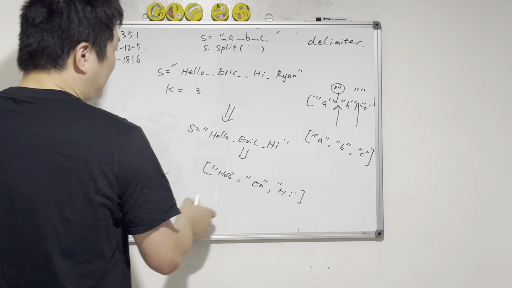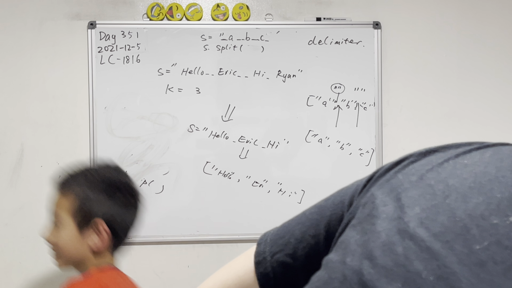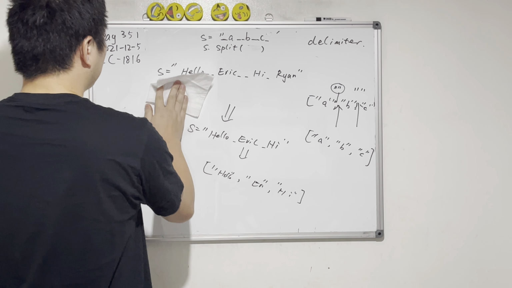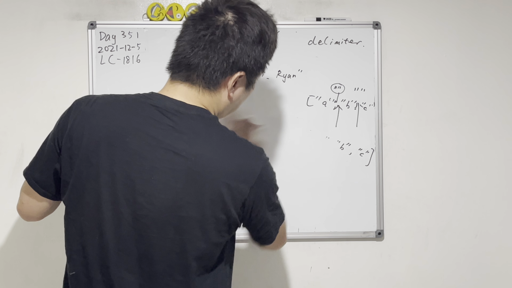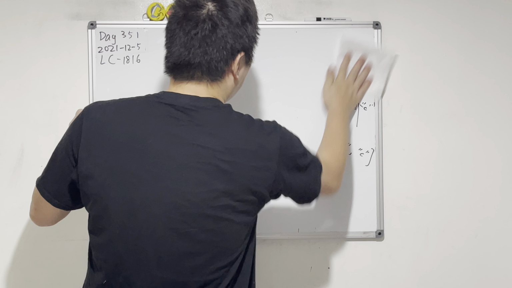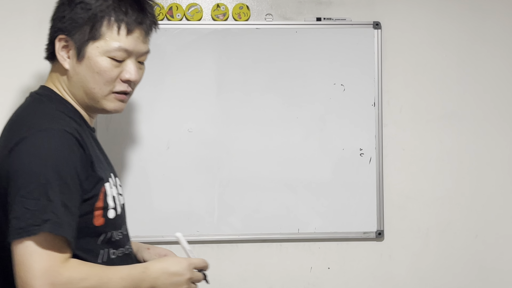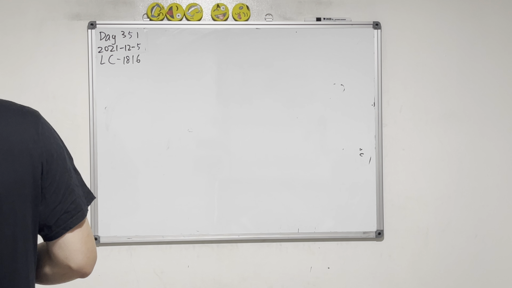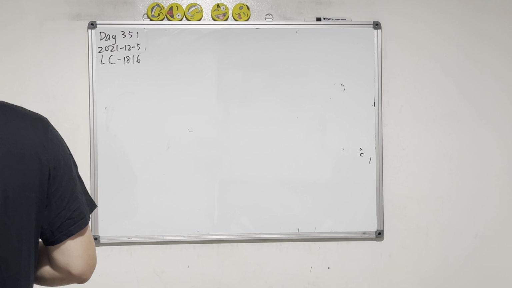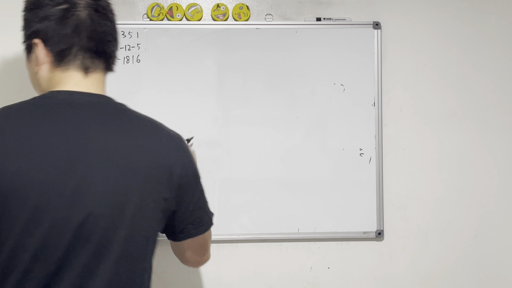So we can split it, and then what do we need to do afterwards? Look, K could be huge, and we still need to return the whole sentence. If the string is hello Eric, hello Ryan, and K is 100, we return the whole thing, hello Eric, hello Ryan. We should be able to handle that.